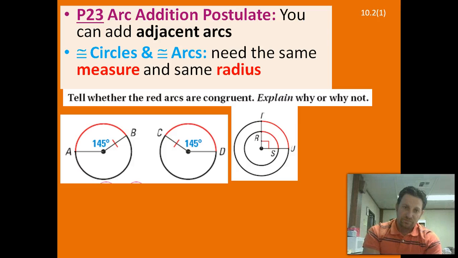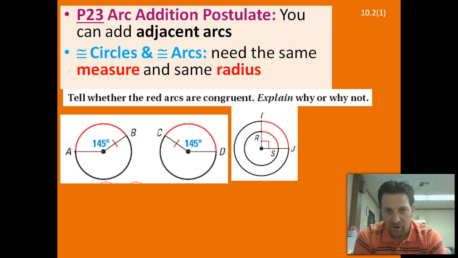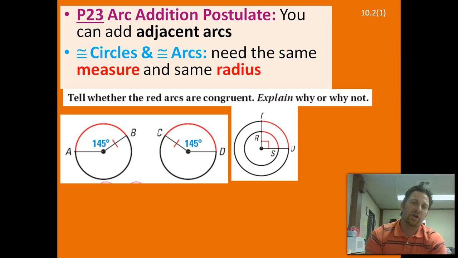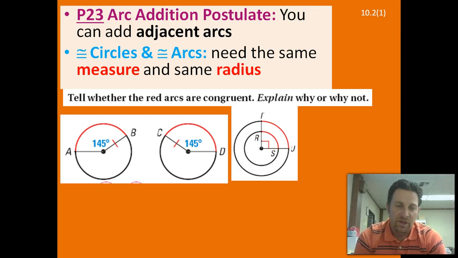So if we look at those first two, the circle here on the left and the circle here on the right, if we want to know if those arcs are congruent, first of all, we know that those radii are congruent. And since the central angle on each of them is 145 degrees, that means that those arcs are the same. And so it meets both those criteria. The measurement of the arc is the same and the radius is also the same. So that first set would be congruent.